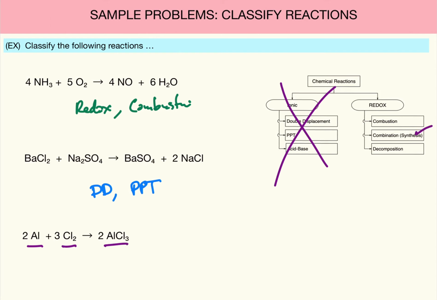If you have a combination, you logically cannot have a decomposition at the same time. I don't see a combustion. I'm not reacting with oxygen. I don't see the oxide of anything forming. Therefore, what I have here is a redox reaction, and I have a combination or synthesis reaction.